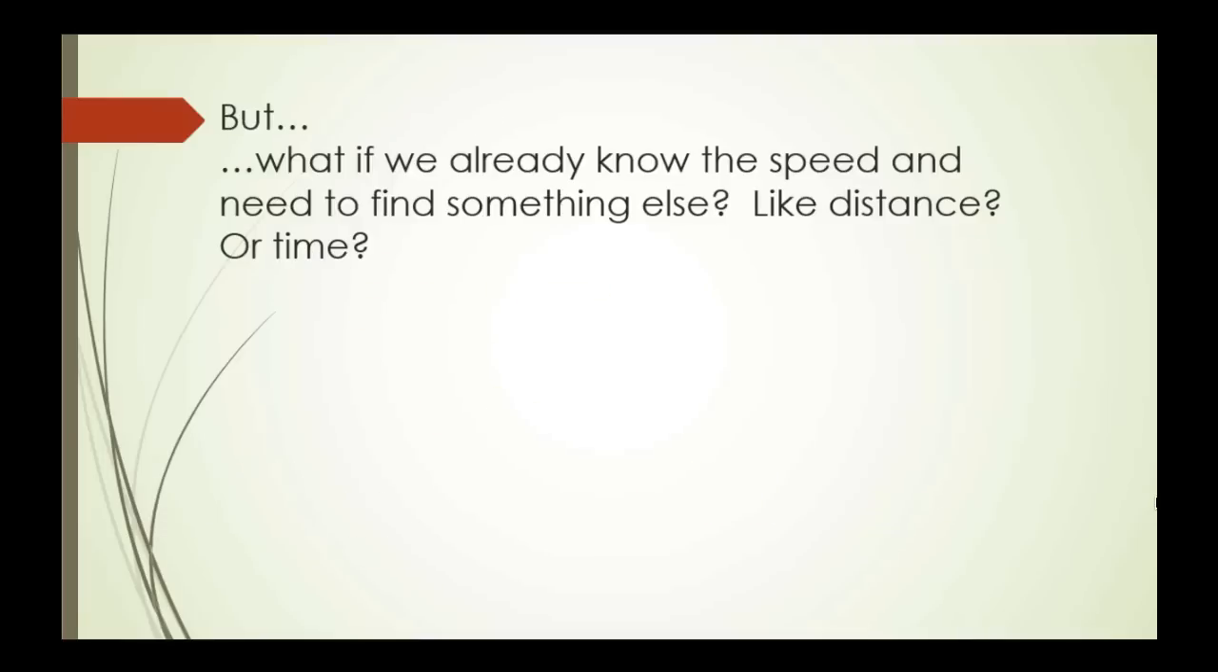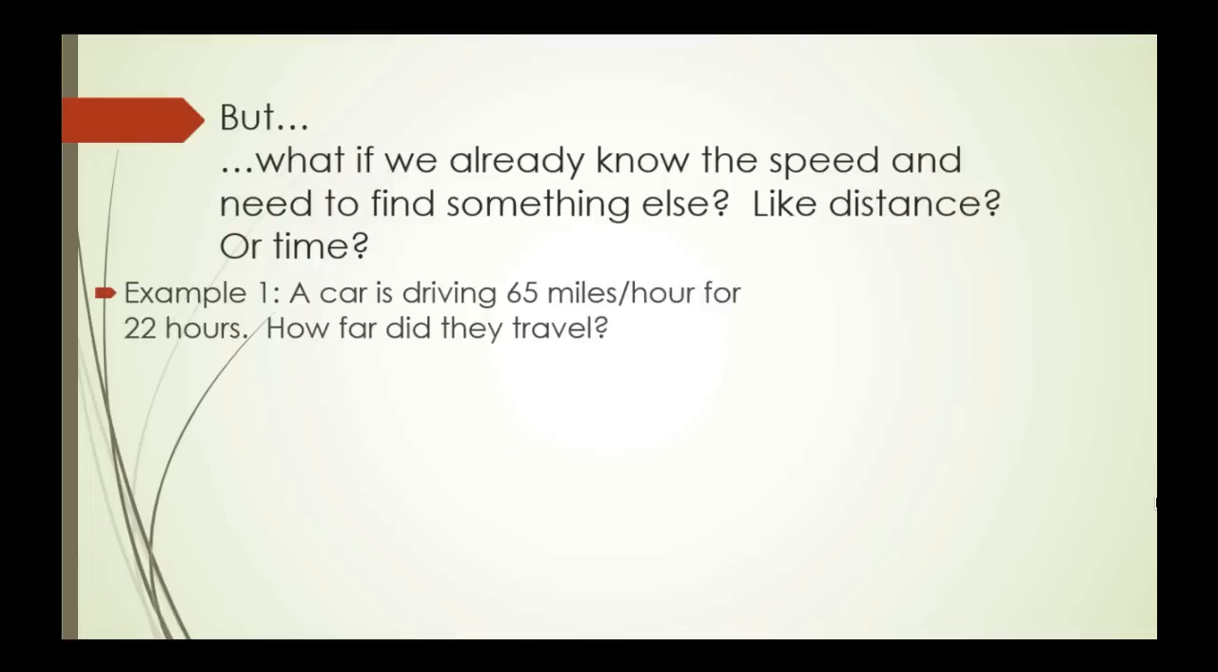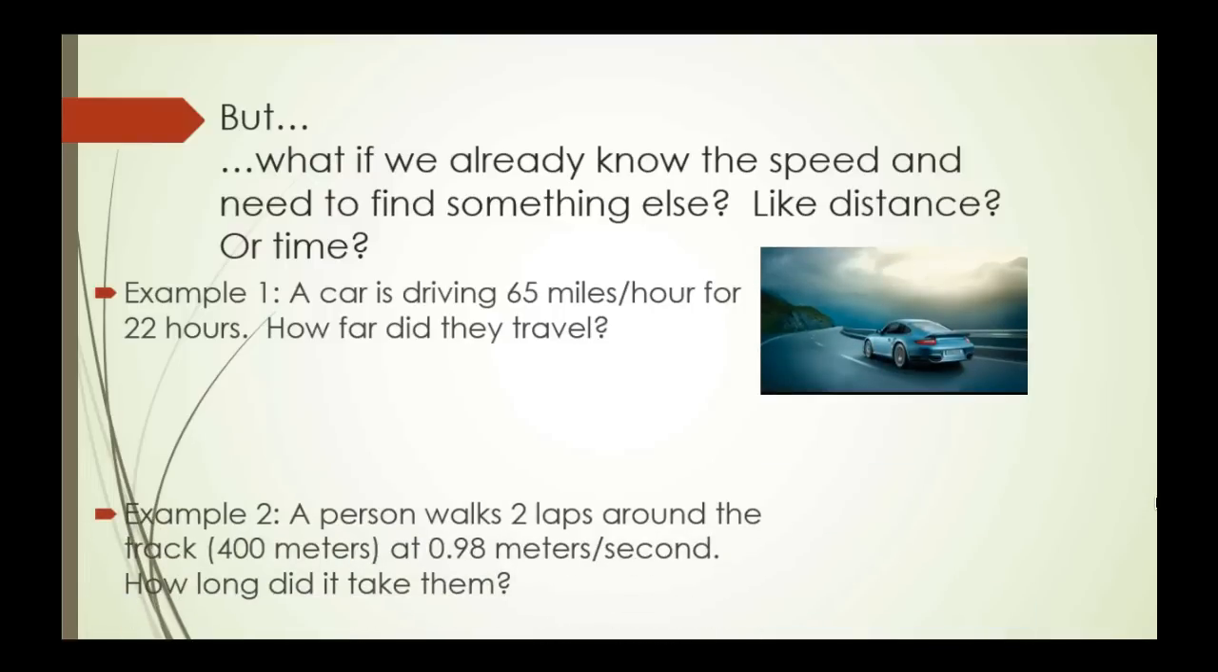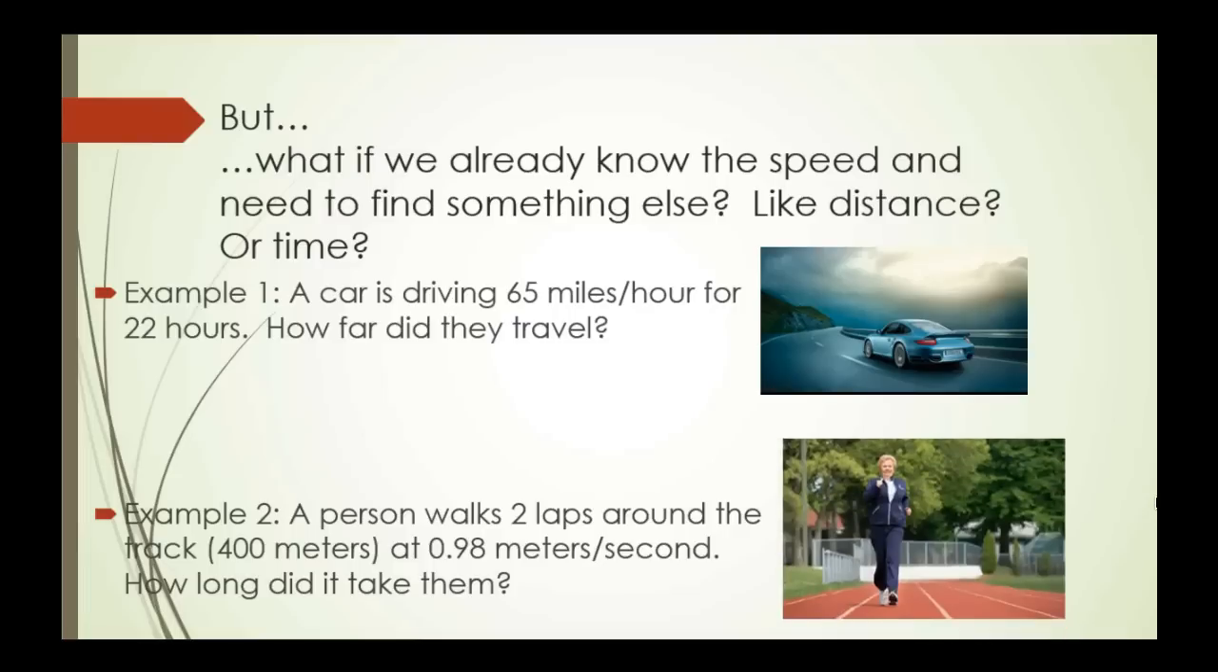But what if we already know the speed and need to find something else, like distance, or maybe we need to find the time? So for example, a car is driving 65 miles an hour for 22 hours. How far did it travel? Well, how am I going to find that out? Or another example, a person walks 2 laps around the track, which is 400 meters, at 0.98 meters per second. Okay, how long did it take them?